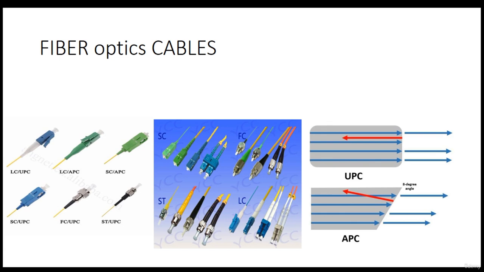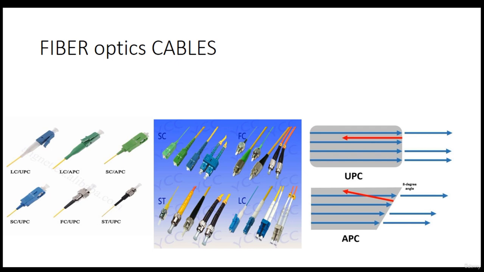The main types of connectors for fiber termination are SC, FC, ST, and LC. As you can see here: SC, FC, ST, LC. The types usually used inside the data center are LC and SC.